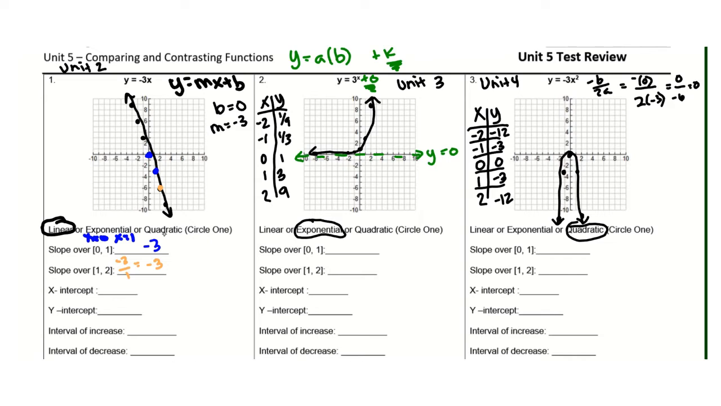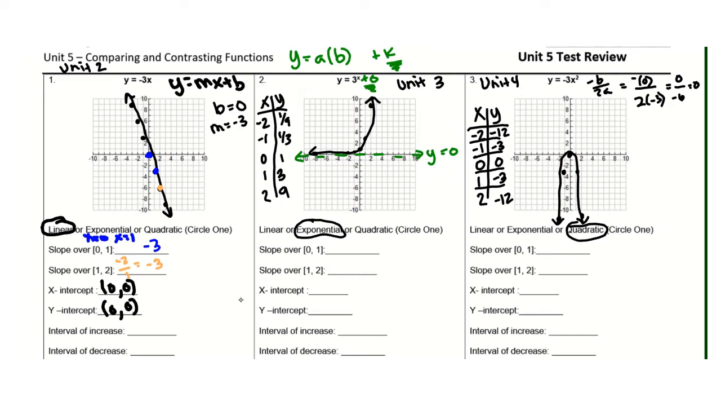X-intercept is the point on the graph where it crosses your x-axis. That's this point right here. That's the point 0, 0. Your y-intercept is a point on the graph where it crosses the y-axis. That's right here, and that's also at the point 0, 0.